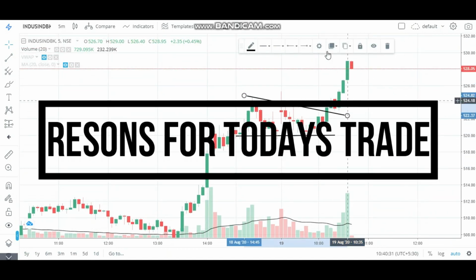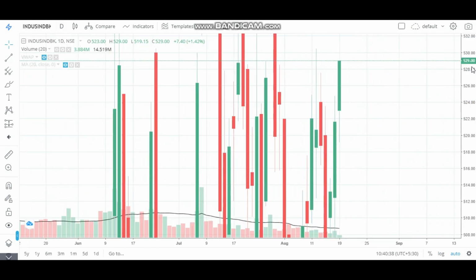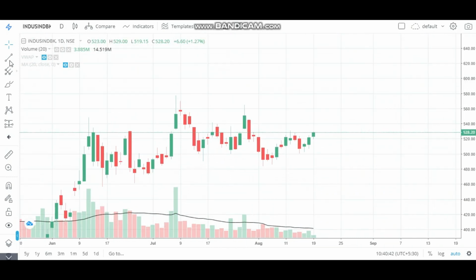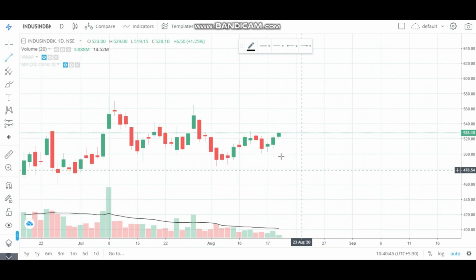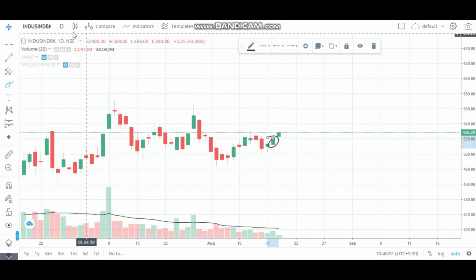Let me remove all these drawings. So first let's move to 1 day time frame, and we can see here price gave a breakout yesterday, this green candle. So based on that we took a trade today.